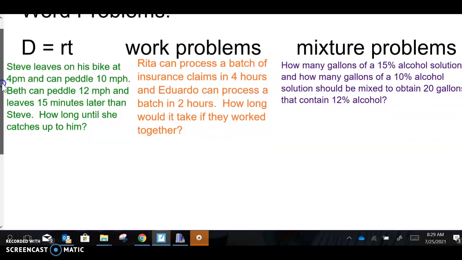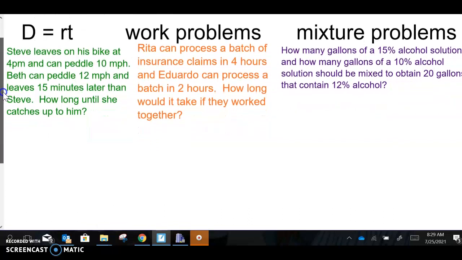So let's look at these. These are the types you should understand for the quiz. Steve leaves on his bike at 4. He can pedal at 10 miles per hour. Beth can pedal 12 miles per hour, but she's fiddling around and doesn't leave for 15 minutes later. How long until she catches up to him?